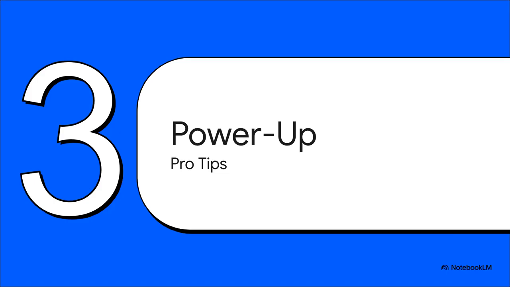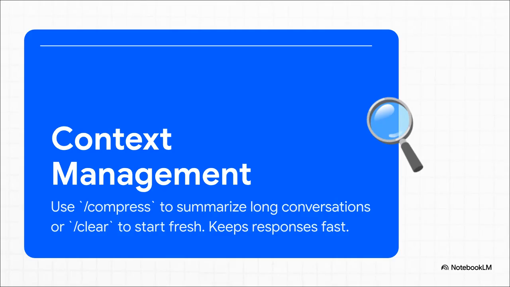All right, so now that we've got the core workflow down, let's power up with a few pro tips that'll take your skills to the next level. As your session gets longer and longer, the conversation history, the context, can get pretty cluttered. So to keep the agent focused and the responses fast, you can use the /compress command. This basically tells it to summarize the entire conversation, keeping all the important stuff without the noise. Or, hey, if you're switching tasks completely, /clear just gives you a totally fresh start.